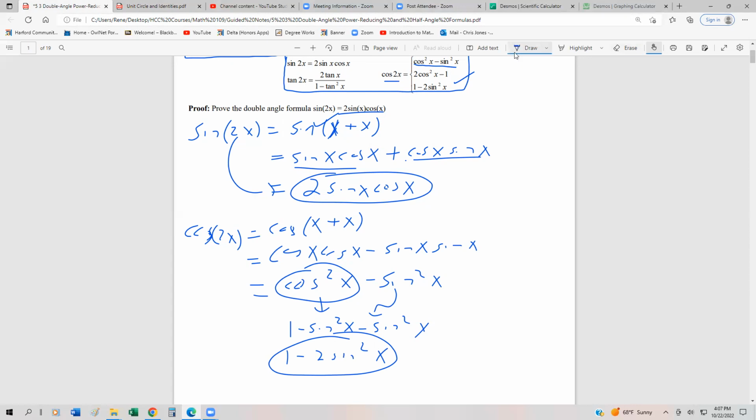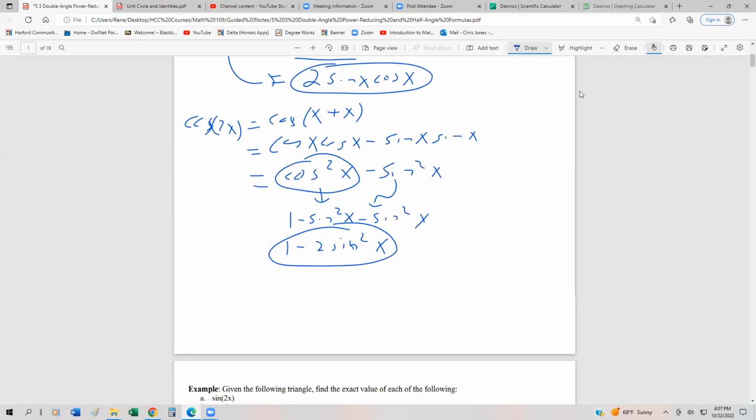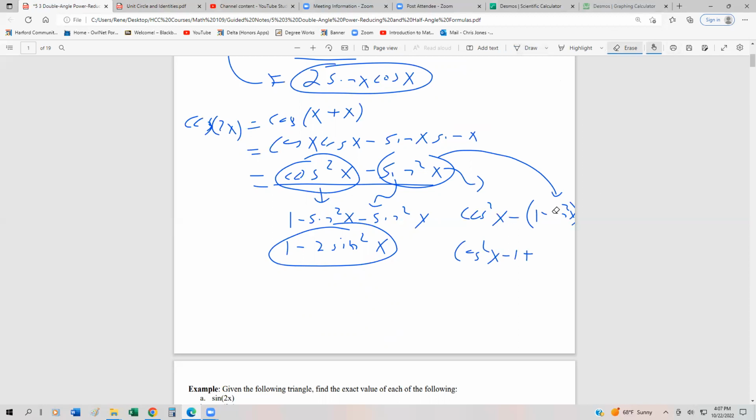If I wanted to prove the third, I could take that statement, cos square minus sine square, and instead rewrite this as cos square x minus 1 minus sine square of x, just by changing this sine square. So I'm just taking this statement and moving it down here. That would be cos square of x minus 1 plus, and by the way, this should be a cos square if I'm proving this. Sorry about that.